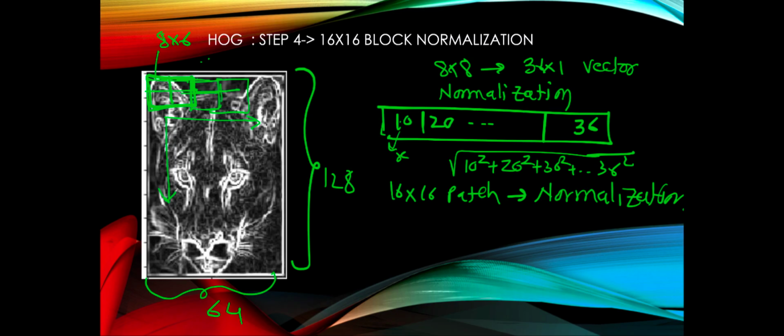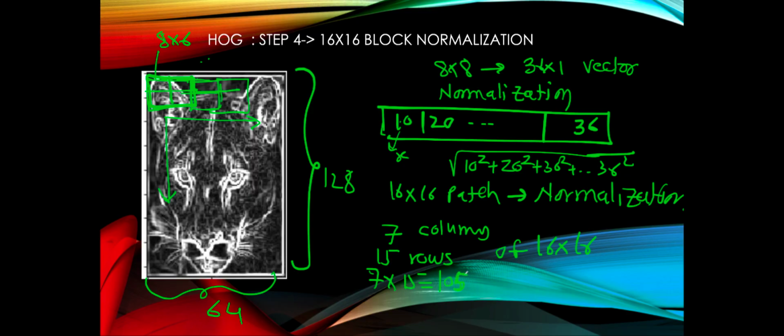So if you calculate how many 16 by 16 patches there are, if you move to the left, there will be 7 columns and 15 rows of 16 by 16 patches, right? Remember they're overlapping, so you need to include that overlapping also. So there will be 7 columns and 15 rows of 16 by 16, and the total number of patches will be 7 into 15, which is 105.